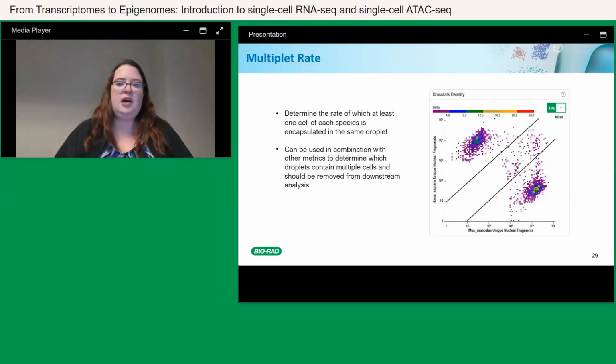The final metric Omnition provides is the multiplet rate. This is calculated when you are running a sample that contains two reference genomes. In this example, mouse cells were mixed with human cells. We can measure how many reads align to the human or mouse genome in each droplet. The vast majority of our reads will align to either one of the genomes. For those few droplets, you will find reads aligning to both genomes. This is indicative of a droplet containing at least one human cell and at least one mouse cell. These multiplets should be removed during tertiary analysis. These multiplets are due to the method of encapsulation, but occur at a very low rate.